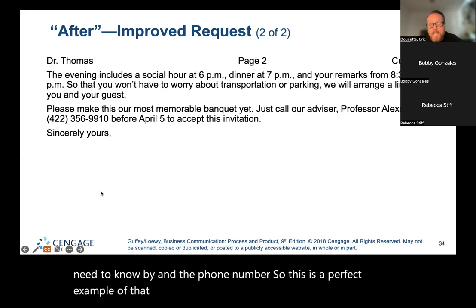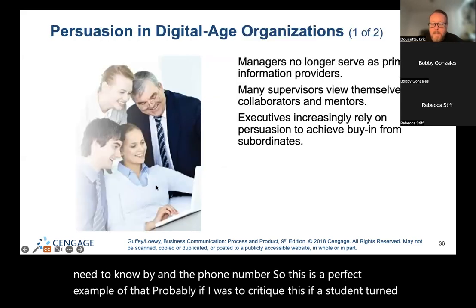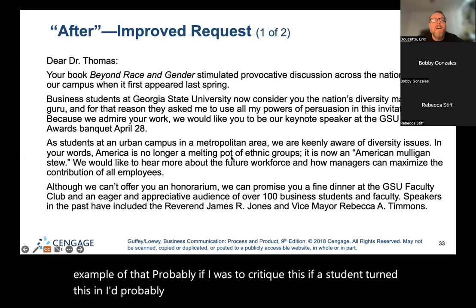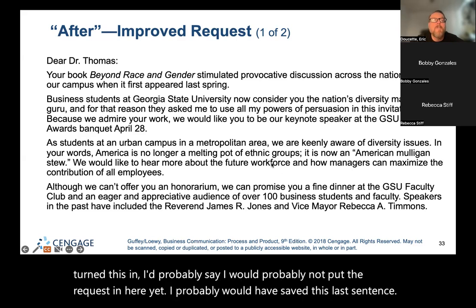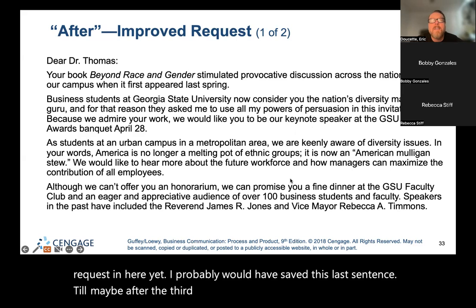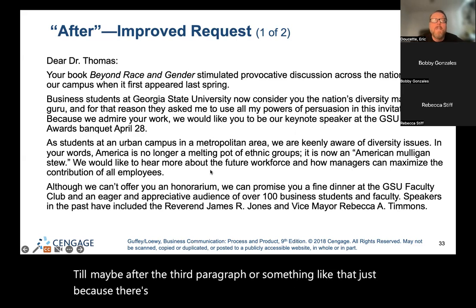If I were to critique this, if a student turned this in, I would probably say I would not put the request in here yet. I would have saved this last sentence until maybe after the third paragraph, because there are more reasons why he might be impressed by what is said in the third paragraph.